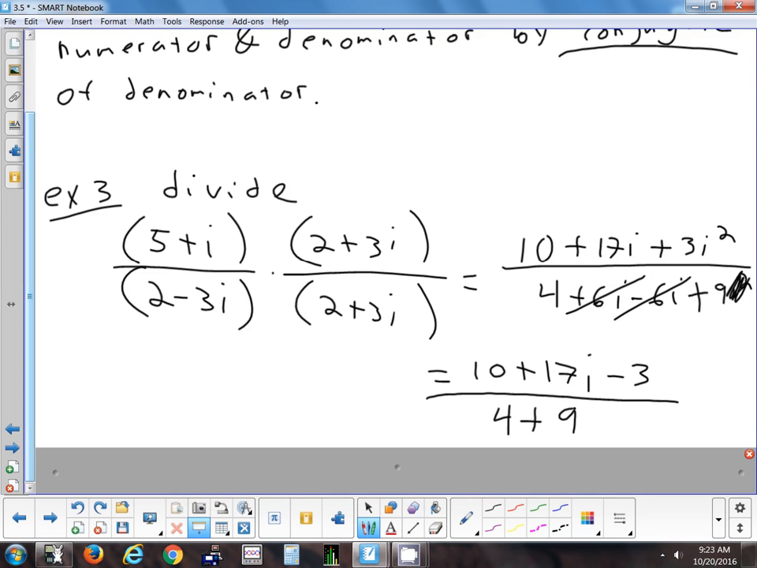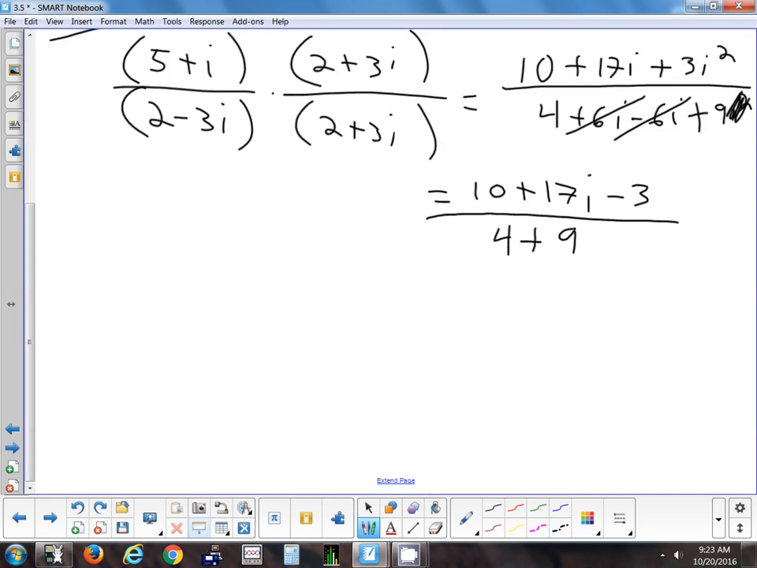Now we almost have our final answer. What am I going to end up with in the top? 7 plus 17i. And in the bottom? 13. Now, the only problem with that answer is I told you when you write a complex number, you're supposed to have real part, then something like a plus or minus, and then imaginary part. Right now, you've got one big fraction.